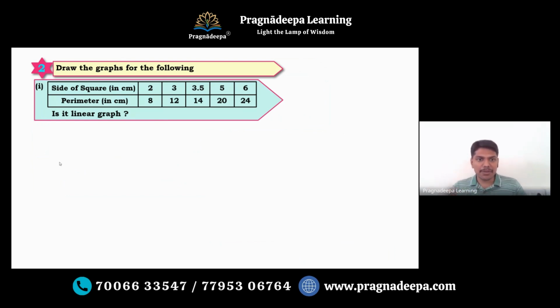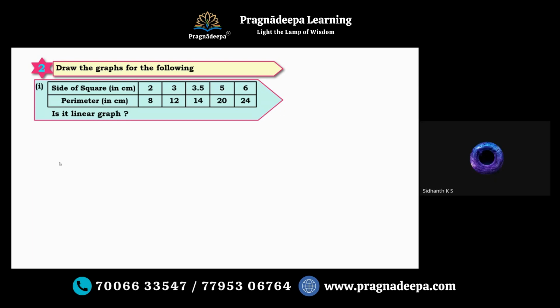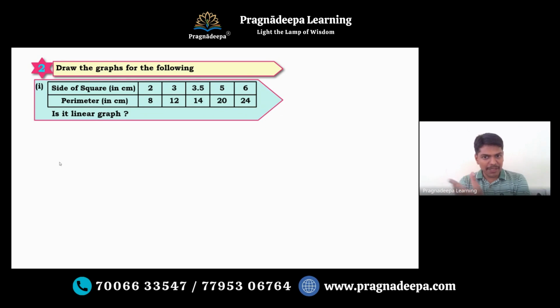In the previous problem, what we have drawn, was it a linear graph? Yes, sir. Now, in the next question, I'll give you an example of a non-linear graph, which is not there in your textbook. Now, let us start.